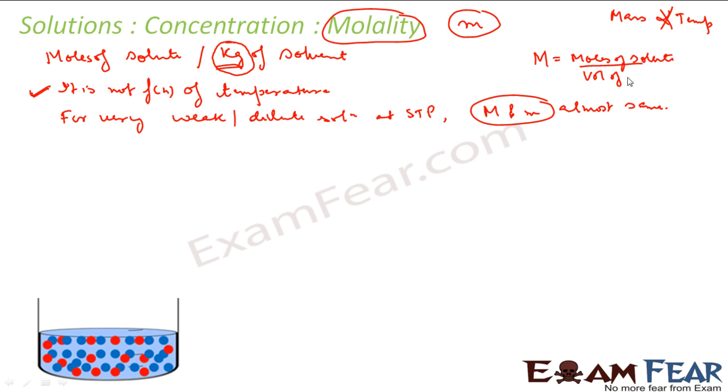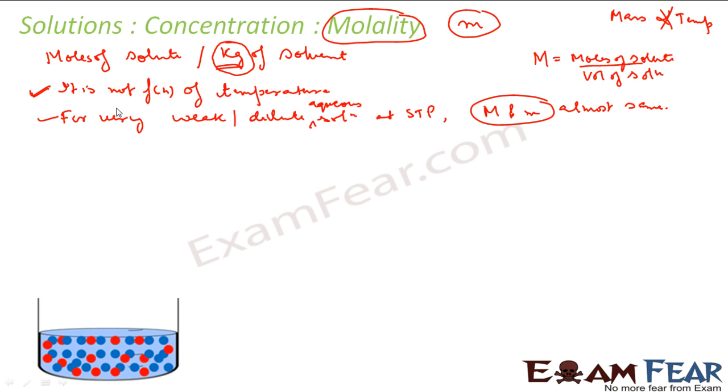volume of solution. That is nothing but volume of solute plus volume of solvent. But if you have very weak or dilute solution, volume of solute will be very less. So the volume of solution will almost be equal to volume of solvent. And if you take water, for example, this is for water, aqueous solution. Since it is aqueous solution, the volume and the mass is almost same, density is almost 1. So that way this statement will hold true. We will discuss this in the next slide. Just understand what is molality now.